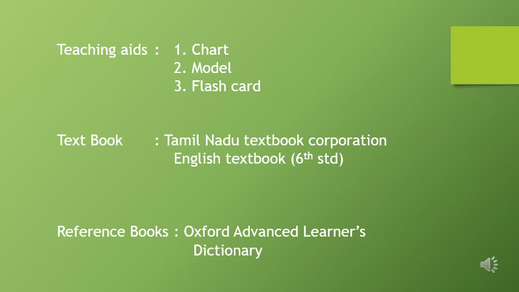Compulsorily you should use 3 teaching aids for your classroom, and you can use more too. You should not stop with only 3. You can use 4, 5 or 6 teaching aids, whatever it is. And you should write the name of the textbook. If it is state board, you should write Tamil Nadu Textbook Corporation. If it is CBSE, you should write the title or name of the book which is given in your textbook.